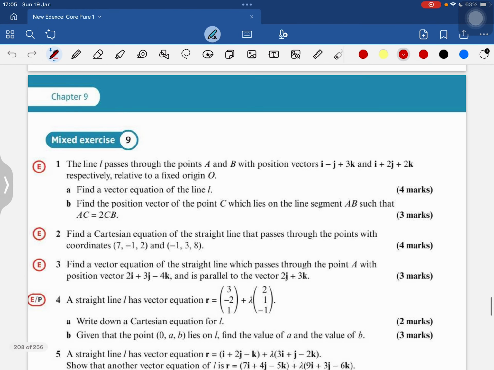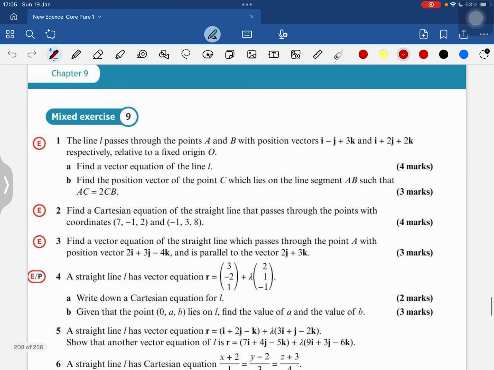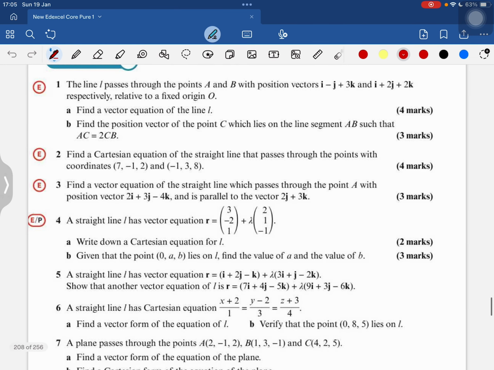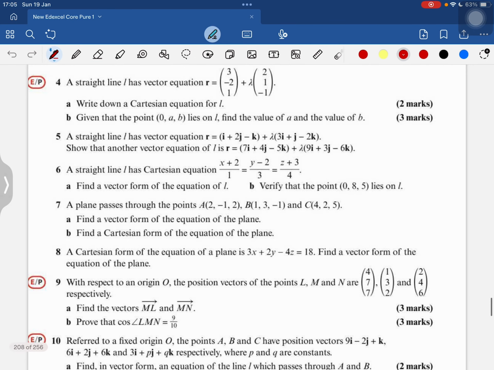So this is Core Pure 1, chapter 9 Vectors, mixed exercise 9. So we start with number 4. The straight line has vector equation, which means it has x equals 3 plus 2 lambda, y equals negative 2 plus lambda, z equals 1 minus lambda.